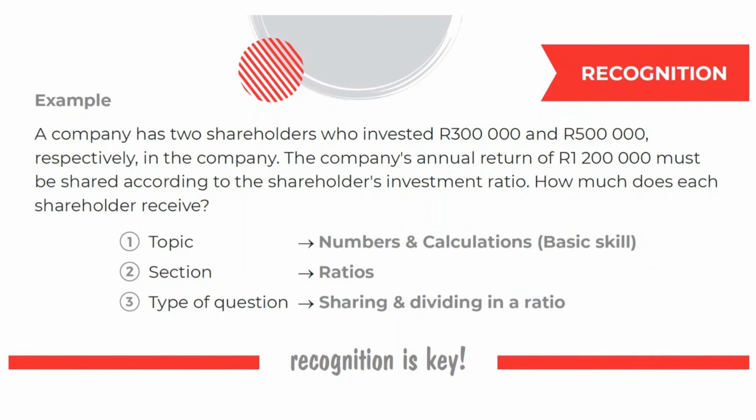So the question already tells us, what topic are we working in? We're working in ratio, so that must be our basic skill, numbers and calculations. The specific section is ratios, but now a learner needs to understand and recognize there are different kinds of ratio questions. So this question they should peg as a sharing and dividing question. So remember, recognition is key. If they can't recognize a question, they can't even attempt to get it right.